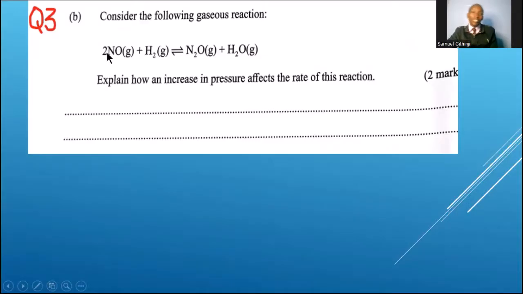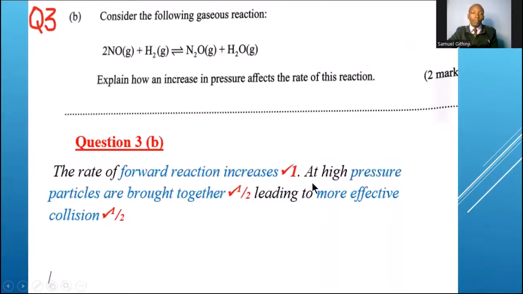So do not consider, I don't know, 2 volumes of NO, 1 volume in total, you have 3 on this side, you have 2 on this side. No. Consider the reaction itself without the reversibility. So increase in pressure increases the rate of the forward reaction. Or rather, the rate of the forward reaction is increased, 1 mark, without too much of any reversibility.